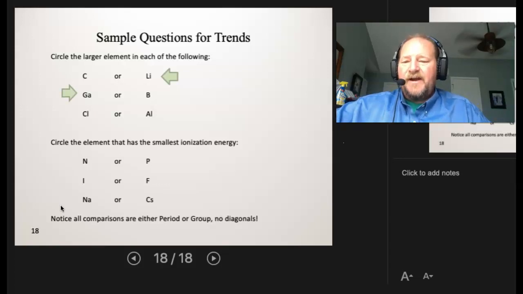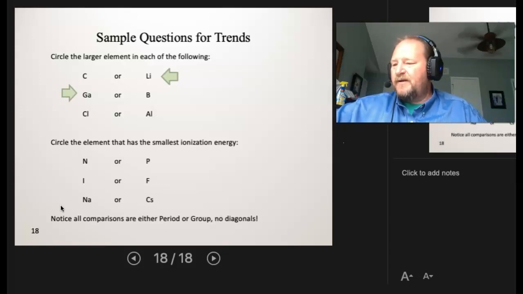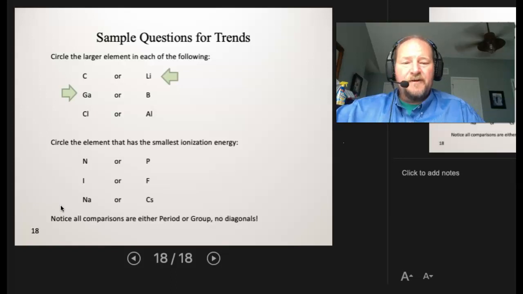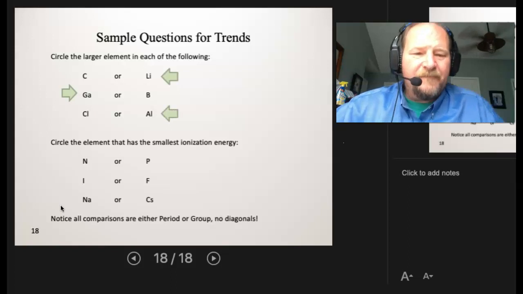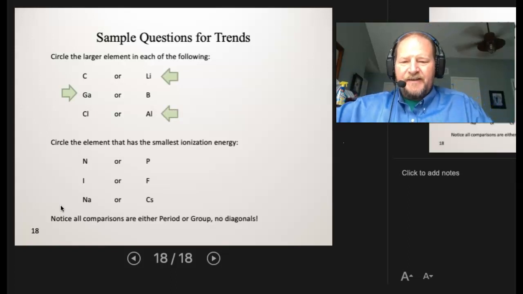All right, chlorine versus aluminum. So chlorine is going to be number 17. It's in group 7A. And aluminum is number 13, and it's in 3A, and they're in the same period. As I go from left to right, the elements get smaller. So aluminum should be larger than chlorine. All right, hopefully we're getting the hang of that. All right, the next one.